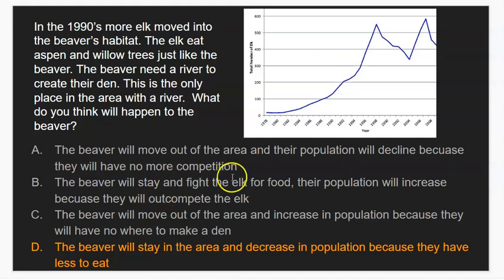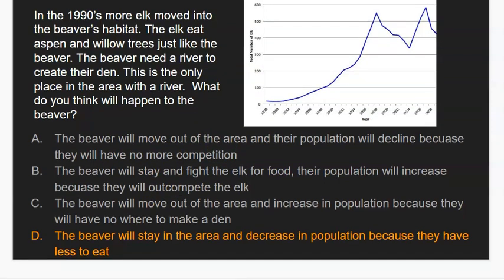All right, they are not going to stay and fight, okay? Beavers are tiny, elk are 1,000-pound animals. They're not going to fight them, okay? They might try and scare them away, slapping their tail, but they're not going to fight them, and it wouldn't increase, all right? That doesn't make sense. They're not going to leave and increase because there's nowhere for them to live, and they're not going to leave and decrease when they have no competition. That doesn't make sense, okay? So you got to read the whole question and all the choices.